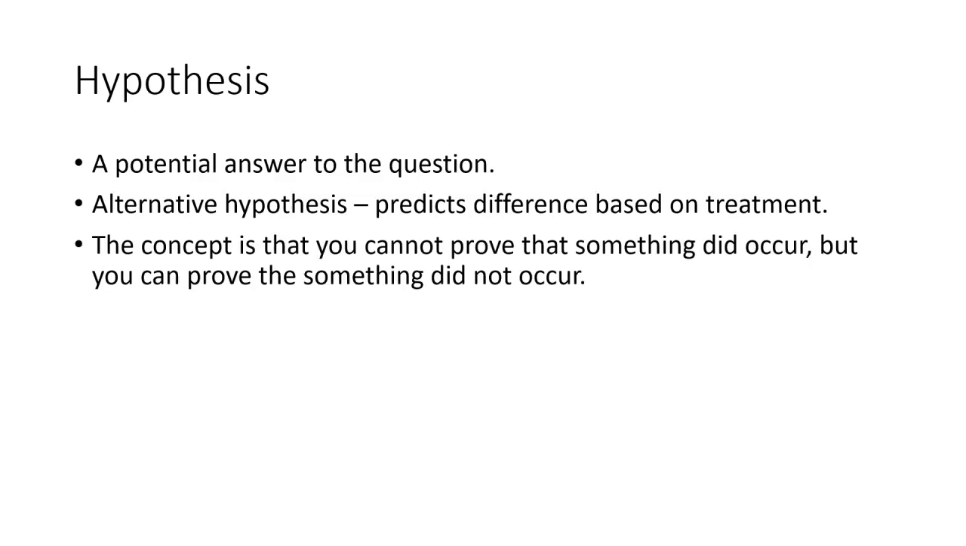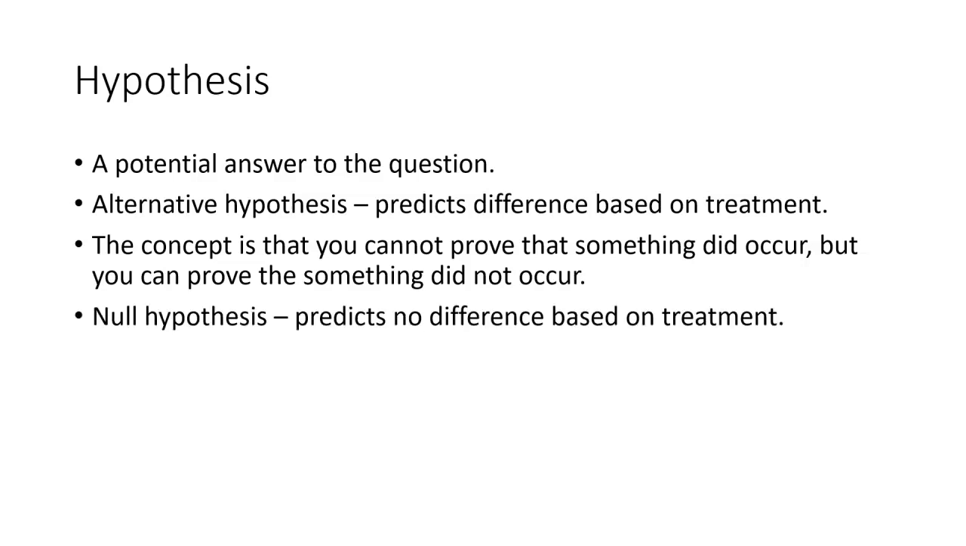The concept is that you cannot prove that something did occur, but you can prove that something did not occur. With scientific research, we can always determine that something did not occur. Let's use the current subject of COVID vaccines. It is easily proven that a vaccine did not work. Therefore, we create the null hypothesis that predicts no difference based on treatment. We can run the experiment and determine whether there was some sort of resistance to the virus.